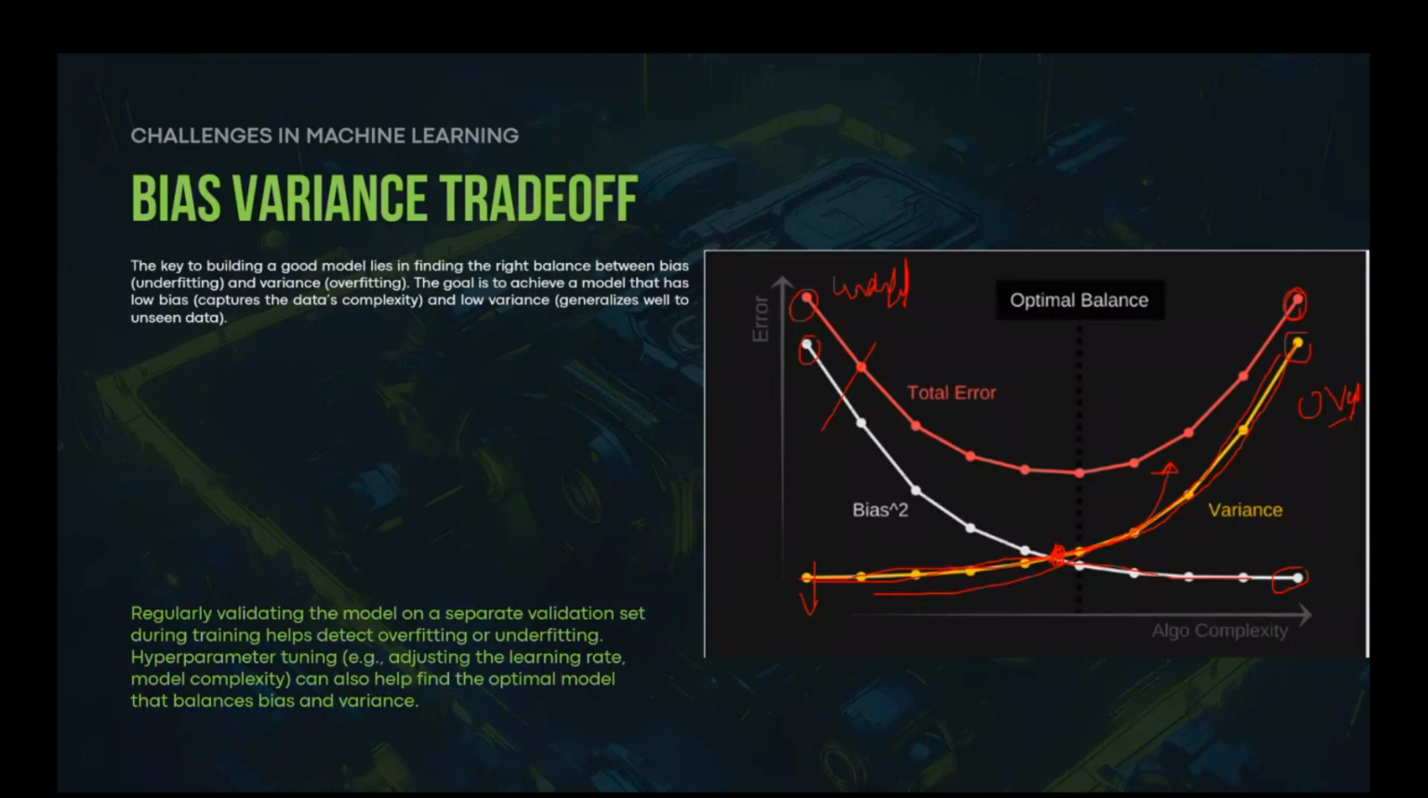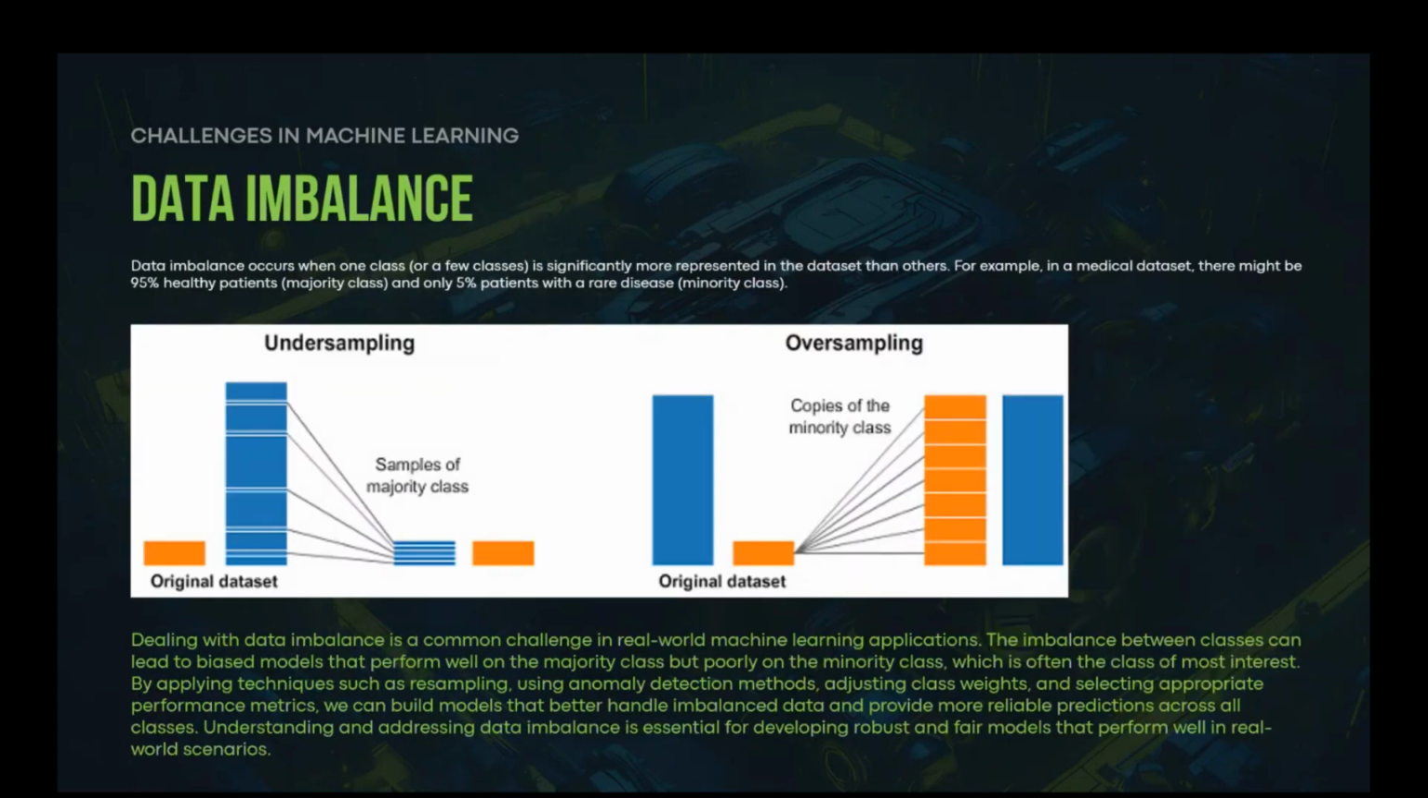So, these are problems. There's one more problem with the data set. Variance, bias, trade-off, overfitting, underfitting, and there's one more problem with the data set, which is called data imbalance. You will come across this scenario very often.